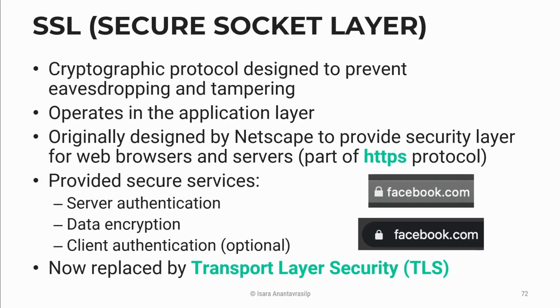All right, so we discussed how we encrypt email and how we verify the sender of the email using PGP, Pretty Good Privacy. How about something else? The other most important protocol in network security that we use today is SSL, Secure Socket Layer. It is a cryptographic protocol designed to prevent eavesdropping and message tampering. It operates in the application layer, on top of TCP.